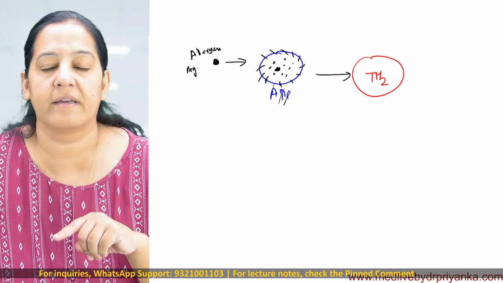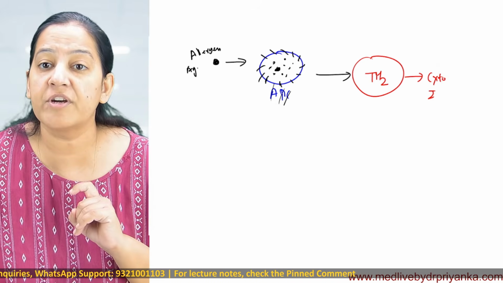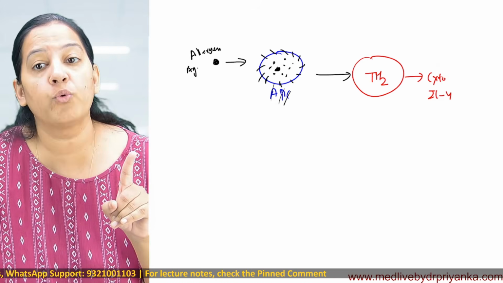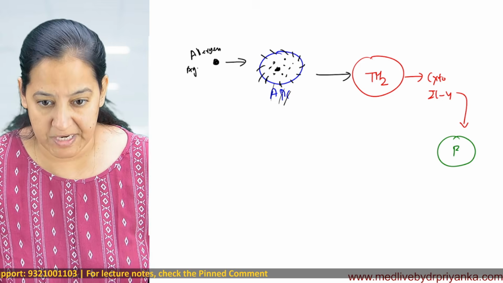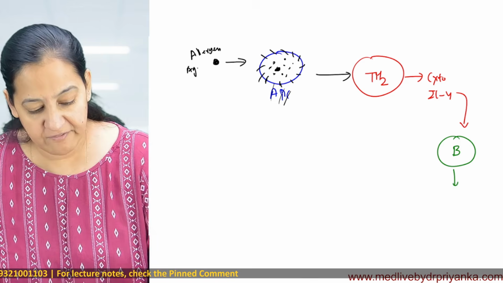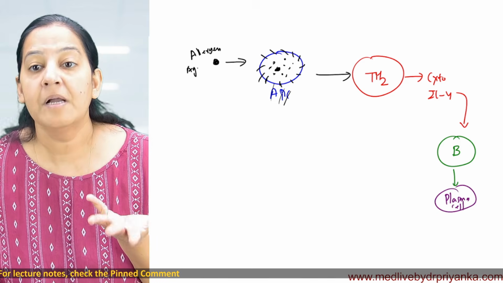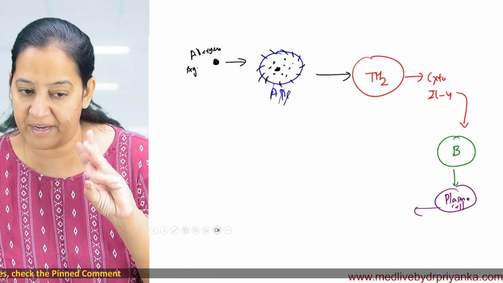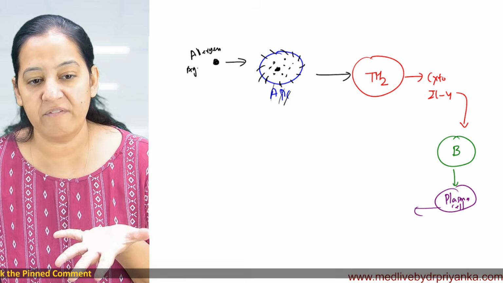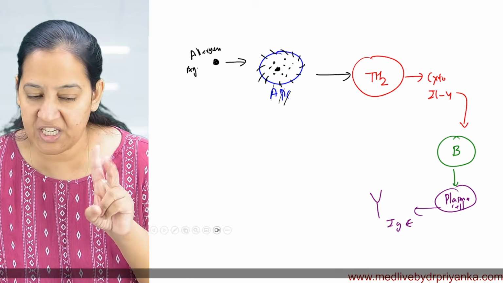Now it will give the signal and secrete certain cytokines. Many cytokines are secreted, but the most important is interleukin 4. Interleukin 4 will go and activate the third cell. The third cell in the row is the B lymphocyte. The B lymphocyte gets activated and will convert into the fourth cell, the plasma cell. The plasma cell will form antibodies. There are 5 types of antibodies: IgG, IgA, IgM, IgD, IgE. Here IgE is formed. Mind my words, not IgG.